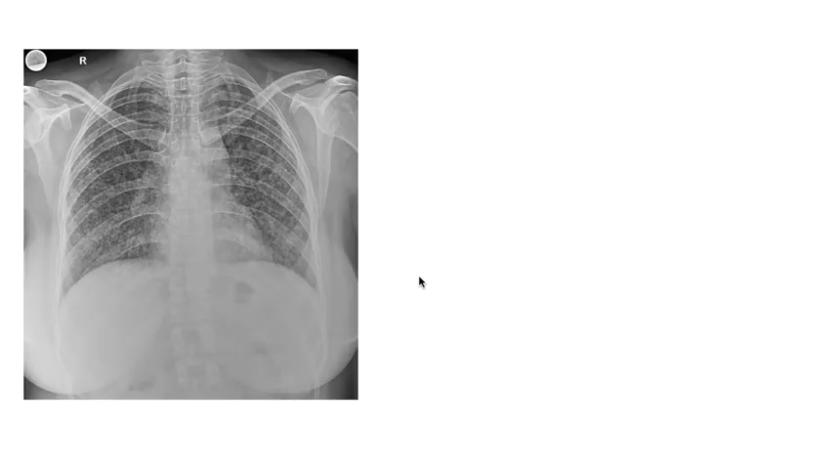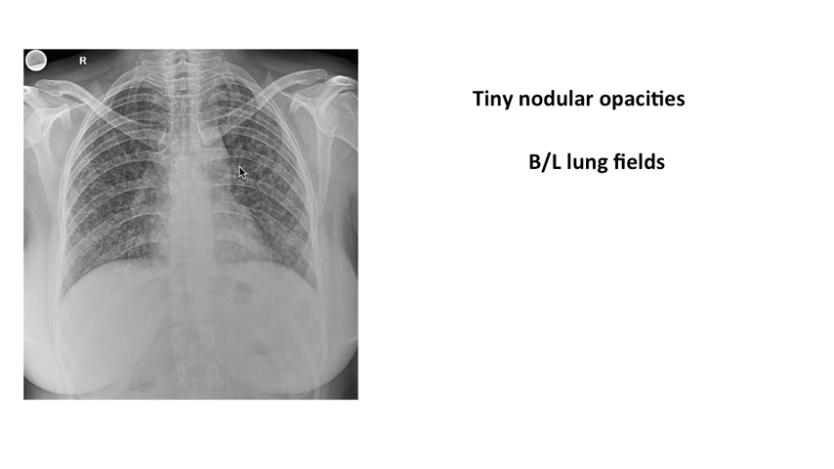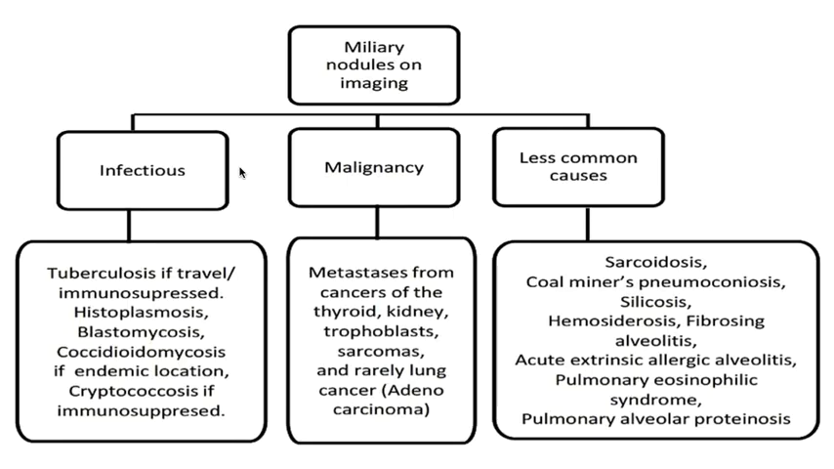What is in this X-ray? So this X-ray has multiple tiny nodules, right? Multiple tiny nodules widespread across bilateral lung fields. So tiny nodular opacities in bilateral lung fields. These are called miliary shadows. So this is most commonly seen in miliary TB. Most commonly, not always, right? So there are other differentials also for these miliary lesions.